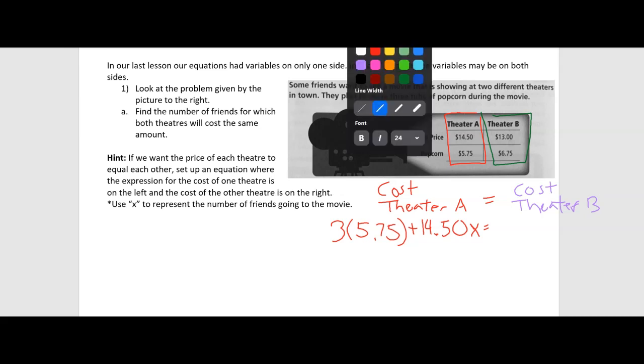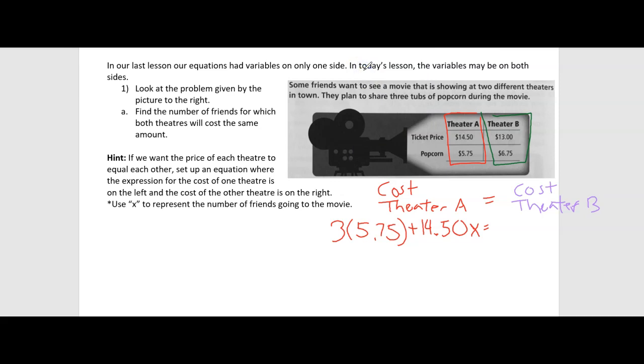The cost of theater B follows the same setup, right? We're still getting 3 tubs of popcorn, so 3 times 6.75. And then we have the cost of the tickets. In this case, it's only $13, not $14.50, so it's plus 13x.